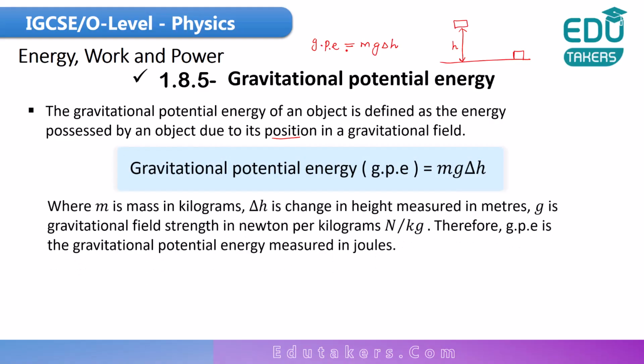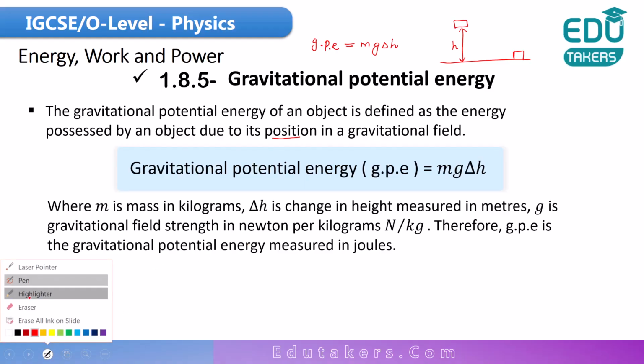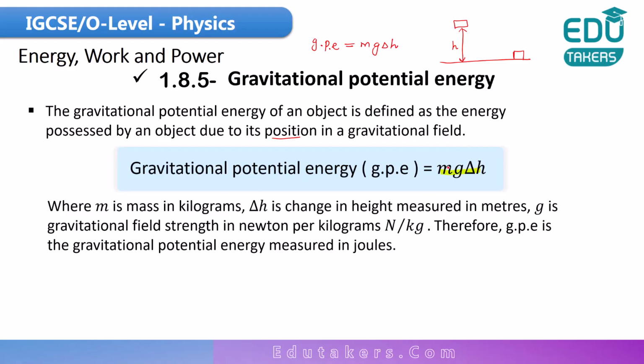You can also see from here, gravitational potential energy is the product of mass, gravitational field strength, and the change in height for that object. Its formula is given here, where m is the mass which is measured in kilograms. Kilogram is the unit for the mass. Δh is the change in height, and you know that height is measured in meters. It means that the change in height is also measured in meters. g is the gravitational field strength and it is measured in newton per kilogram.